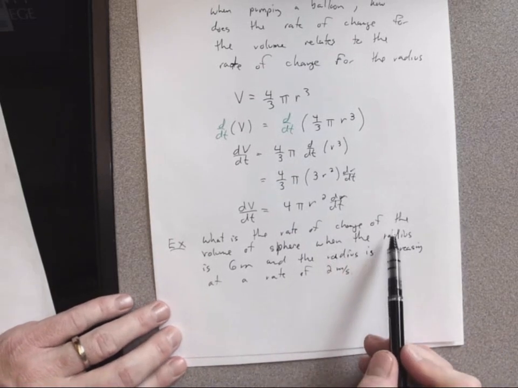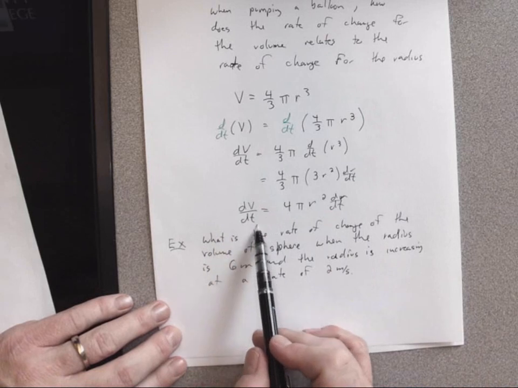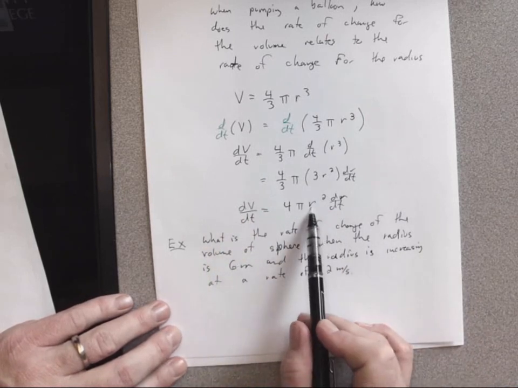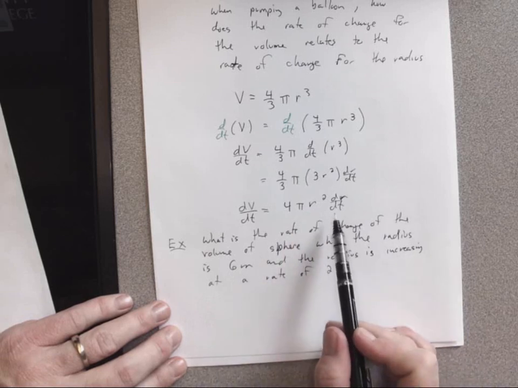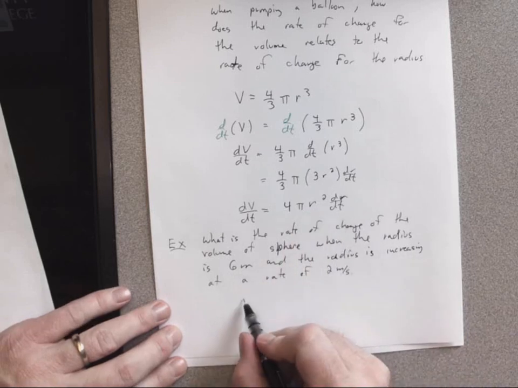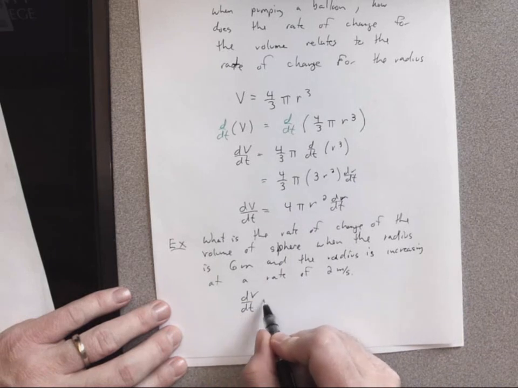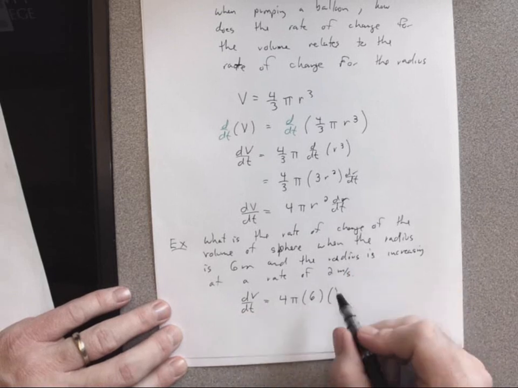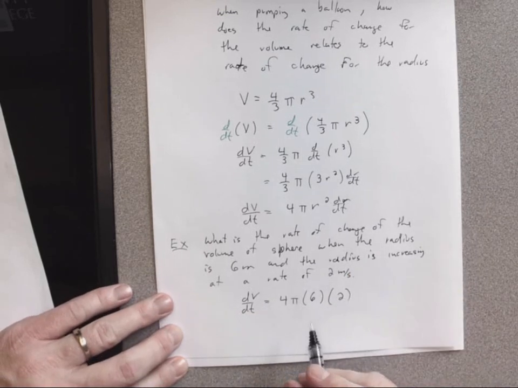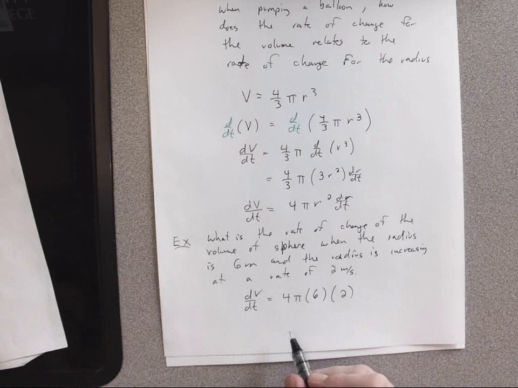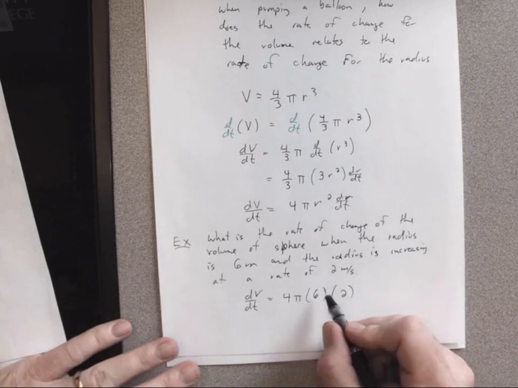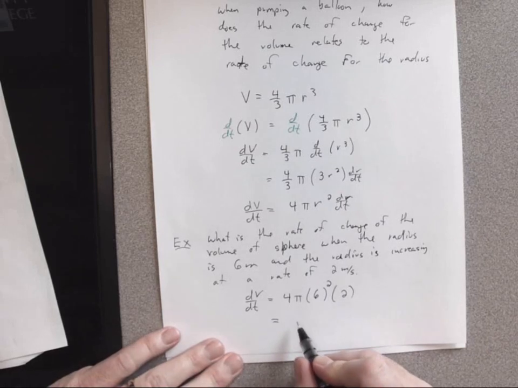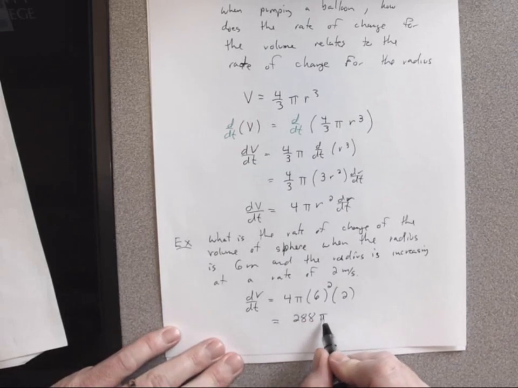So what they're asking for is the rate of change of the volume. What we know is dV dt is the rate of change of the volume. They want to know when the radius is equal to 6, so r is equal to 6, and the rate of change of the radius, dr dt, is equal to 2. So our solution: dV dt is equal to 4 pi times 6 squared times 2. So this is going to be equal to 288 pi.